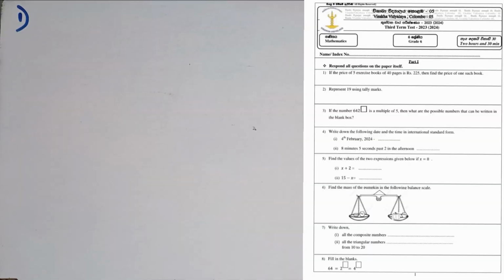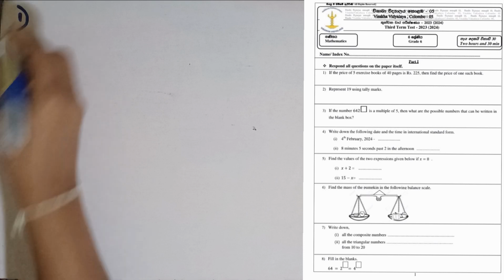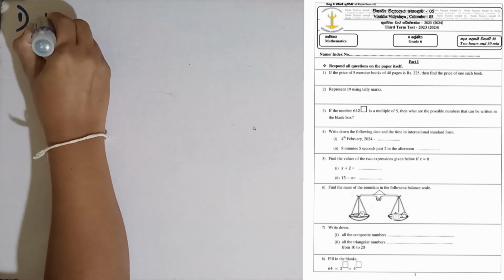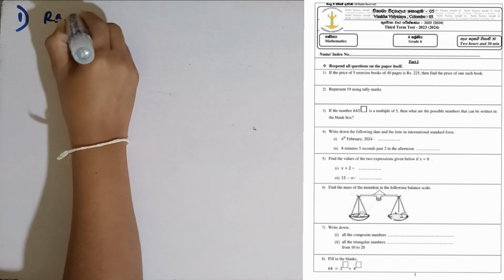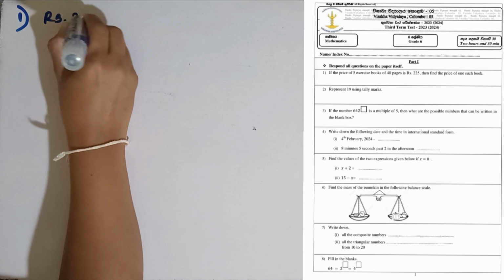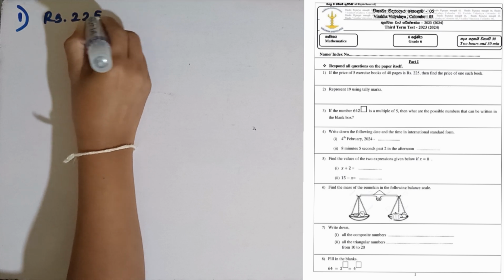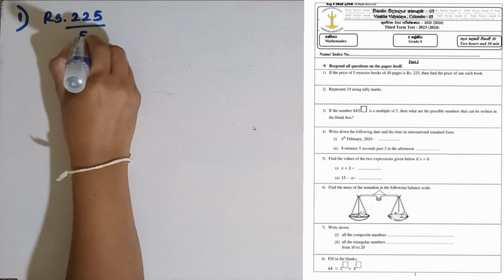Question number 1. If the price of 5 exercise books of 40 pages is 225 rupees, then find the price of one such book. Price of 5 books is given as 225 rupees. So to find the price of one book, we have to divide 225 by 5.